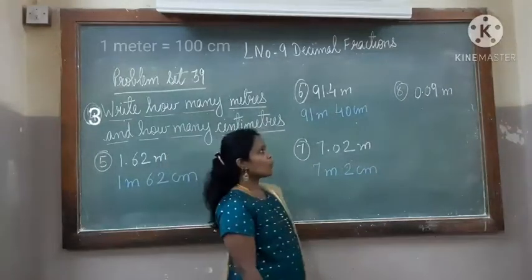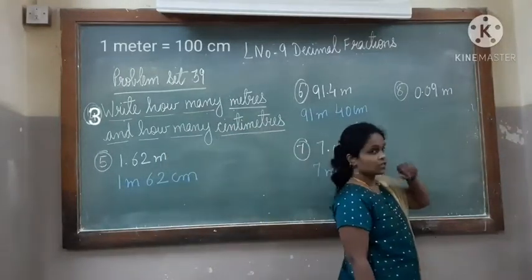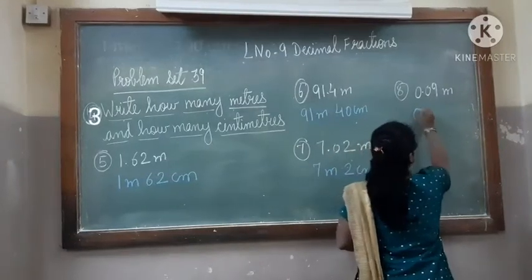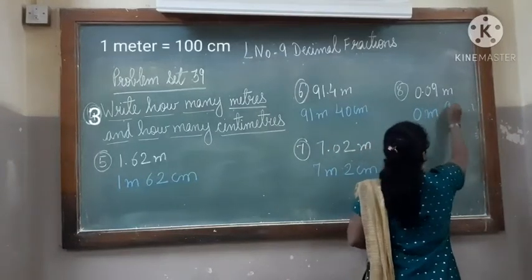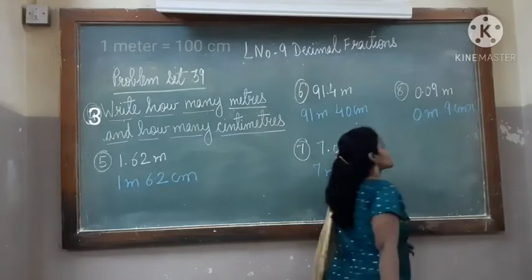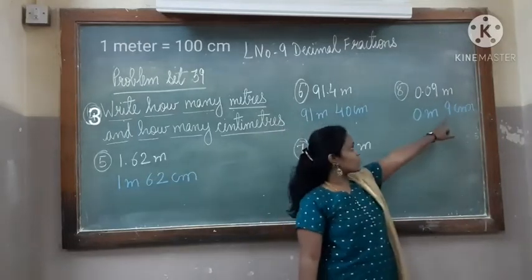The eighth one is 0.09 meter. So the answer will be 0 meters and 9 centimeters. As 0 has no value, here also I have not written 0.